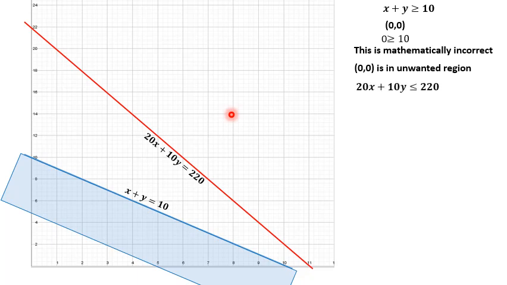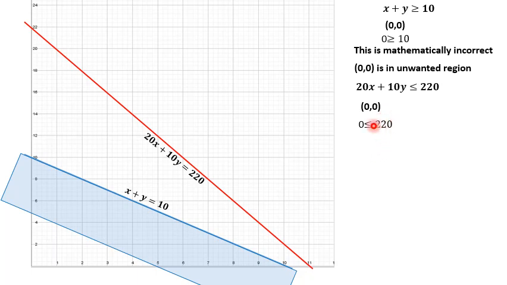So if that's the inequality we had, that is 20x plus 10y is less than or equal to 20, and we picked the point (0, 0). We substitute this (0, 0) in the initial inequality. If x is 0, that is 20 times 0, which is 0, plus 10 times 0, which is 0, then it becomes 0 is less than or equal to 20. This is mathematically correct. It means that the point we have chosen is found in the wanted region.